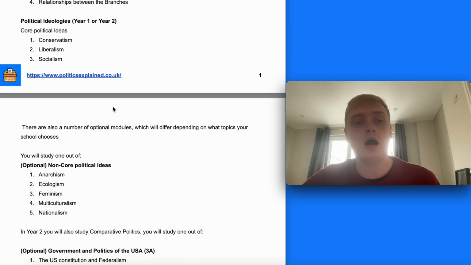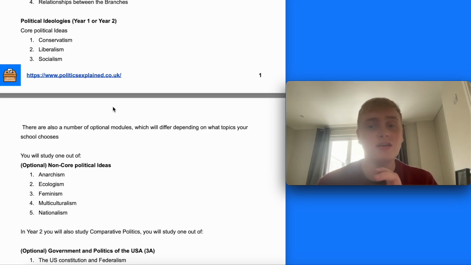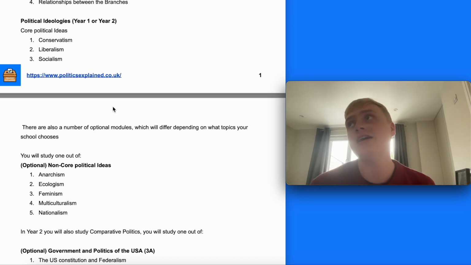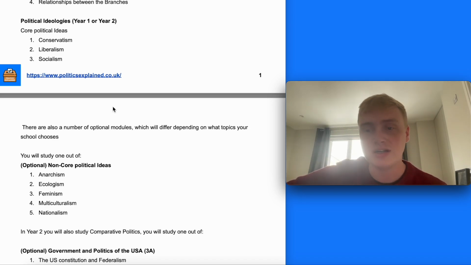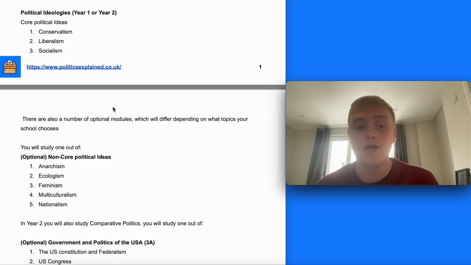There's then also political ideologies, which you often start in year one and finish in year two. So you have the core political ideas, which everyone studies, and they're conservatism, liberalism, and socialism. For all of these, you look at the thinkers, you look at the key different strands and types within each ideology, and really look at the key questions: the extent to which there is agreement or disagreement within the strands. And then you choose one optional ideology out of anarchism, ecologism, feminism, multiculturalism, and nationalism.